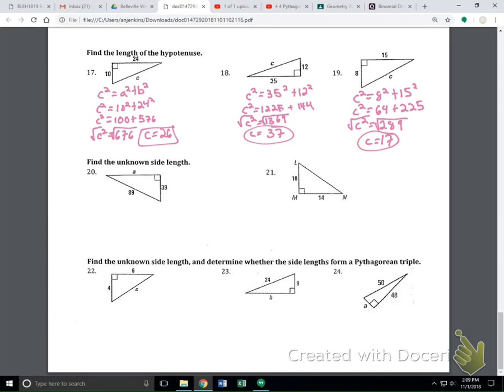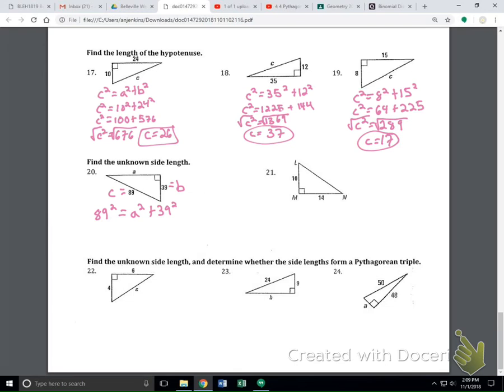Okay, so now we're solving for our missing side lengths. So previously we did our hypotenuse, and now we are doing a leg. So we want to set it equal. So now we have a C, and we have B, and we have 89 squared equals A squared plus 39 squared. Okay, this is going to be a big number.